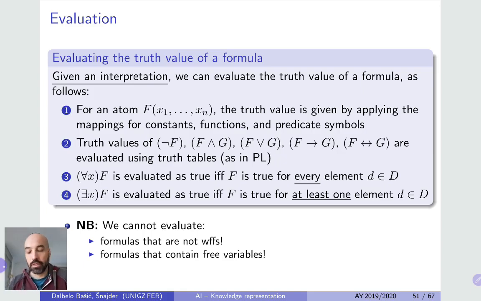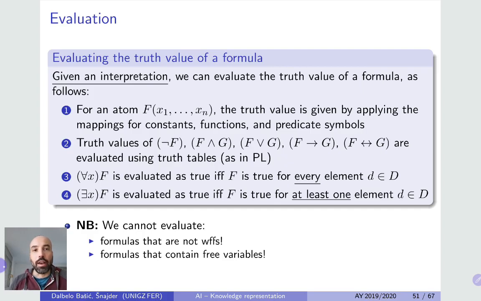So we have the interpretation now, and same as with propositional logic, we'd like to evaluate the truth value of a formula. A formula can be either true or false. In that sense, nothing changed with our transition from propositional to first order logic. It can still be only true or false since the epistemological commitments are the same.